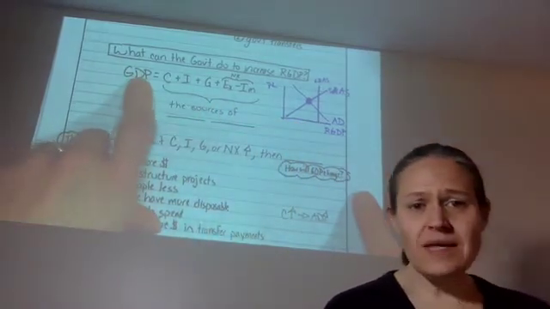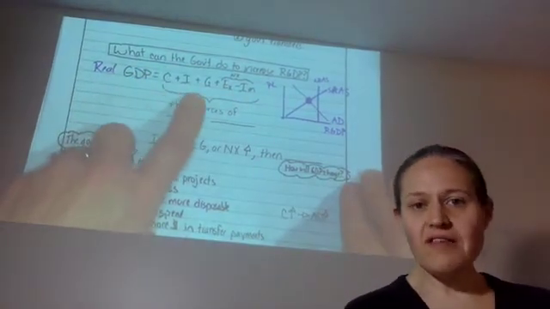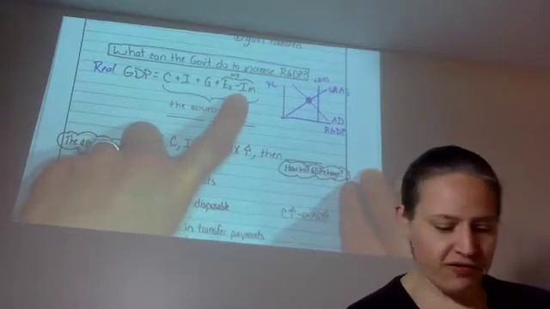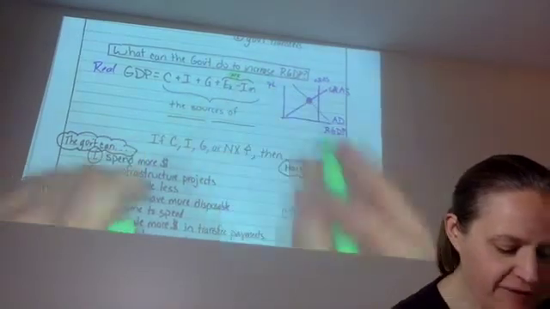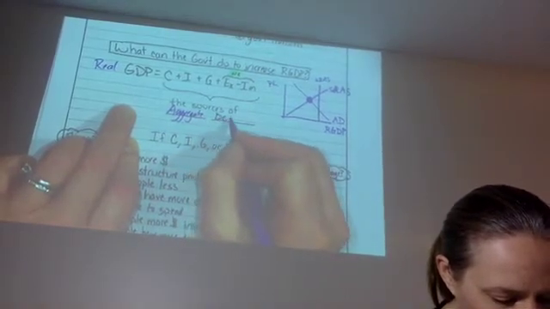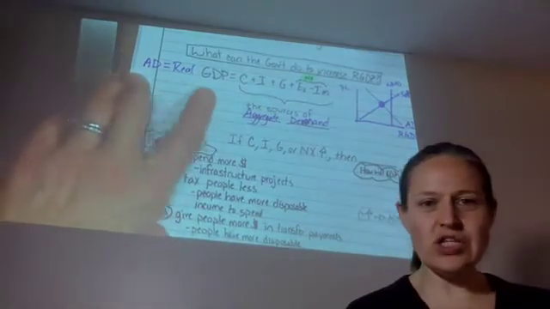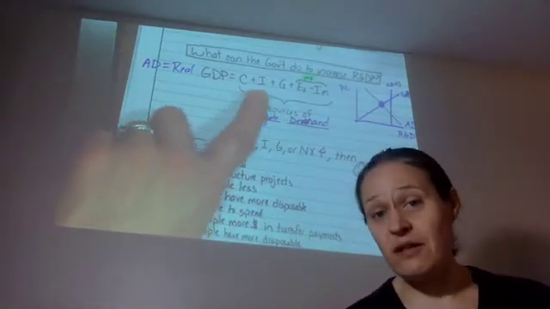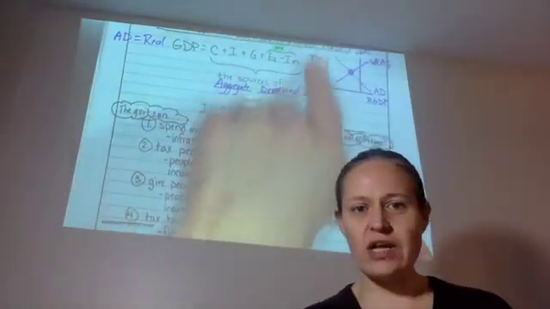All right, well, real GDP equals C plus I plus G plus exports minus imports. And remember, exports minus imports means net exports, that NX. All right, so those are the sources of aggregate demand. So what we could do is we could say that aggregate demand equals real GDP equals C plus I plus G plus NX.